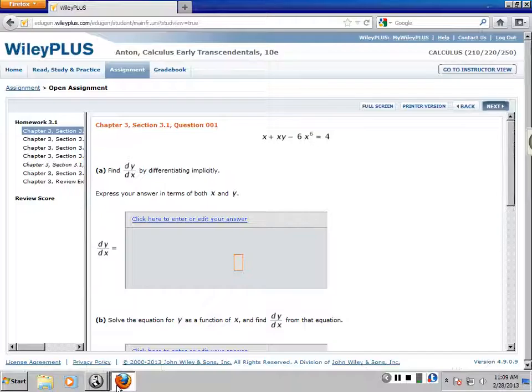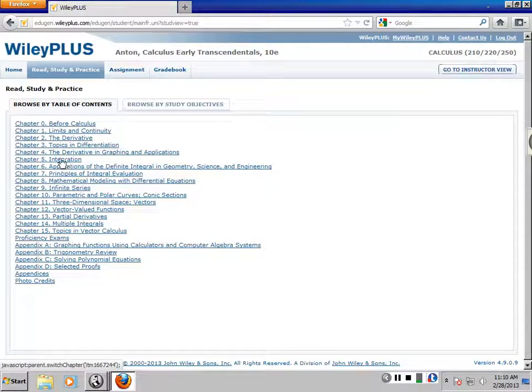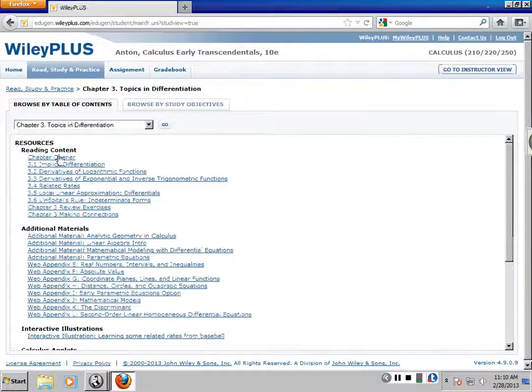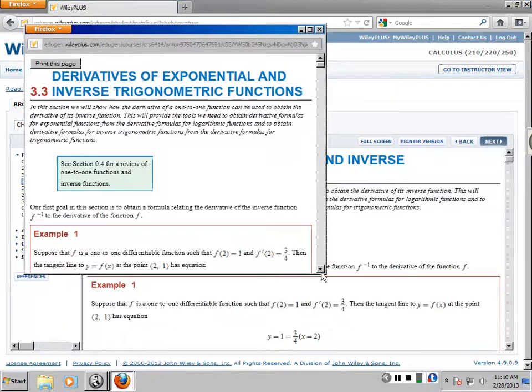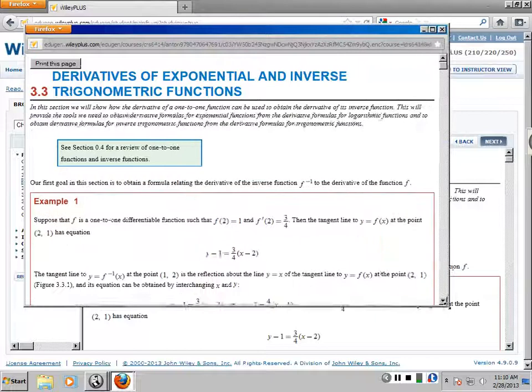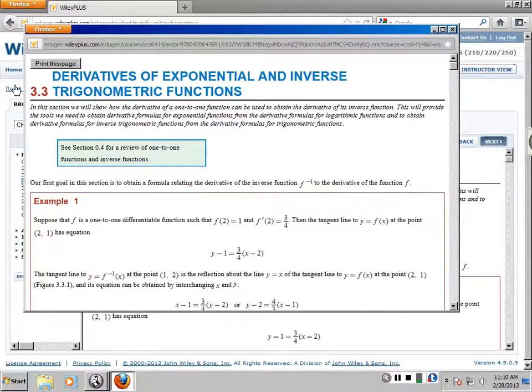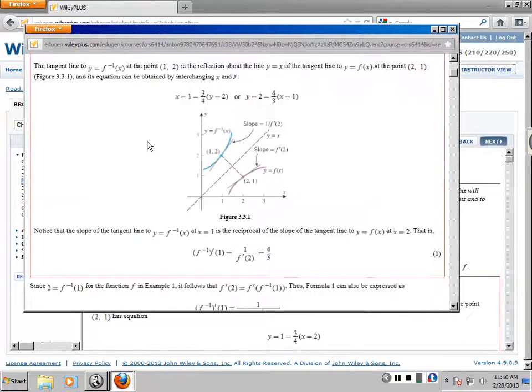Okay, so today we're going to cover 3.3. Oh, I already had it up, so I want to pull this up for a minute. And 3.3 is getting into derivatives of inverse and inverse trigonometric functions. So we'll learn the derivative of sine inverse, cosine inverse, tangent inverse, and the remaining three.